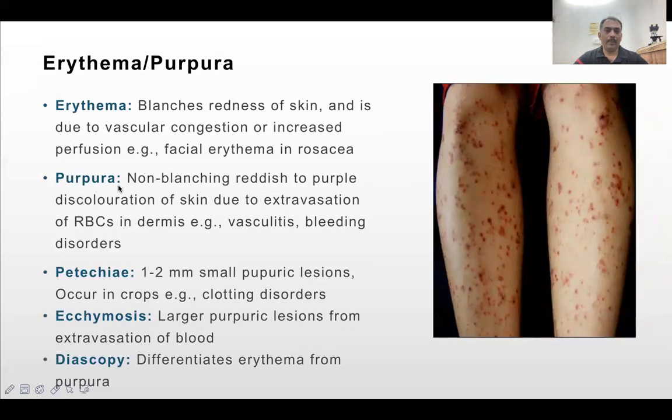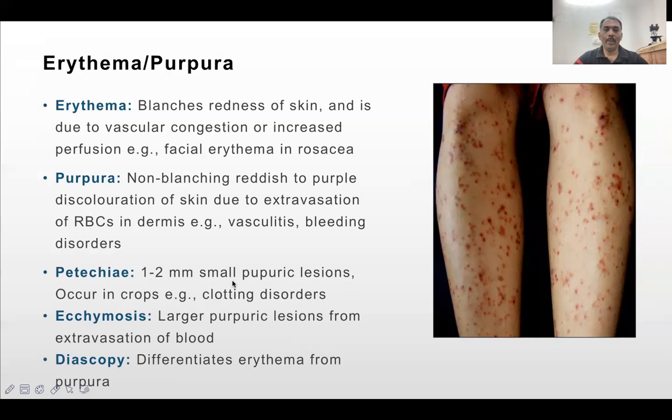Erythema or purpura. What is the difference between these two things? An erythema, as we have just seen, is due to the vascular congestion or an increased perfusion, such as in rosacea. Purpura are non-blanching, reddish to purple discoloration of the skin due to extravasation of RBCs in the dermis. This is an important factor. The RBCs, due to some cracks or damages in the vessel wall, as is seen in some vasculitic disorders, extravasate and deposit themselves into the skin. So these lesions are non-blanchable.